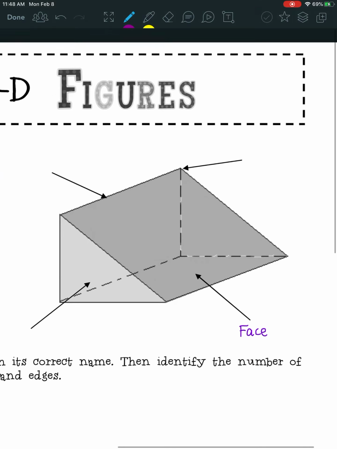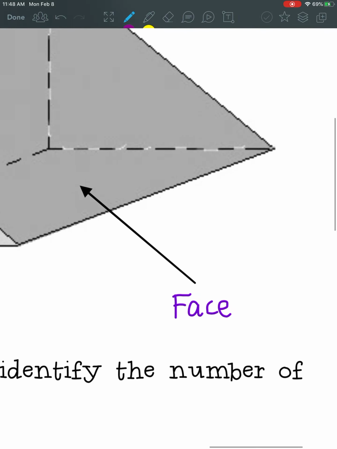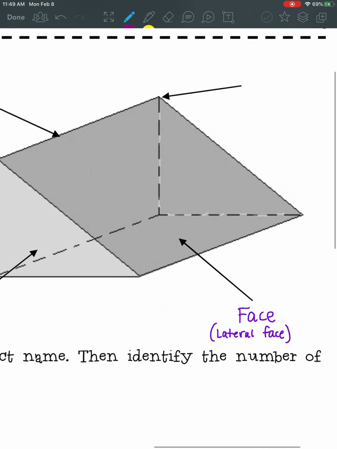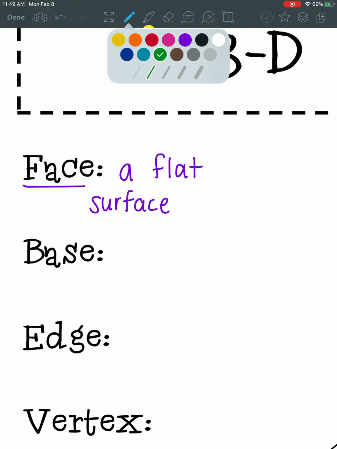Now, there are lateral faces and then there are also bases. We're going to talk about what a base is, but a base is also a face. So this here is what we call a lateral. Lateral meaning it's on this side. So this is a lateral face.